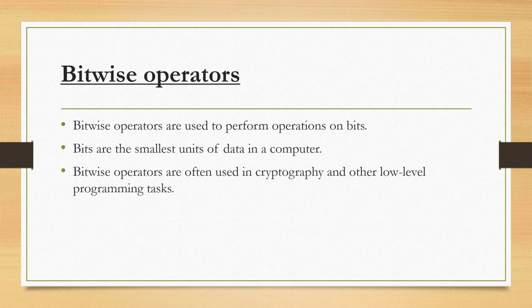Now we are going to see bitwise operators. Bitwise operators are used to perform operations on bits, so they perform the operation bit by bit. Bits are the smallest unit of data in a computer. Like you get a byte: 8 bits mean 1 byte. Bitwise operators are often used in cryptography and other low level programming tasks.